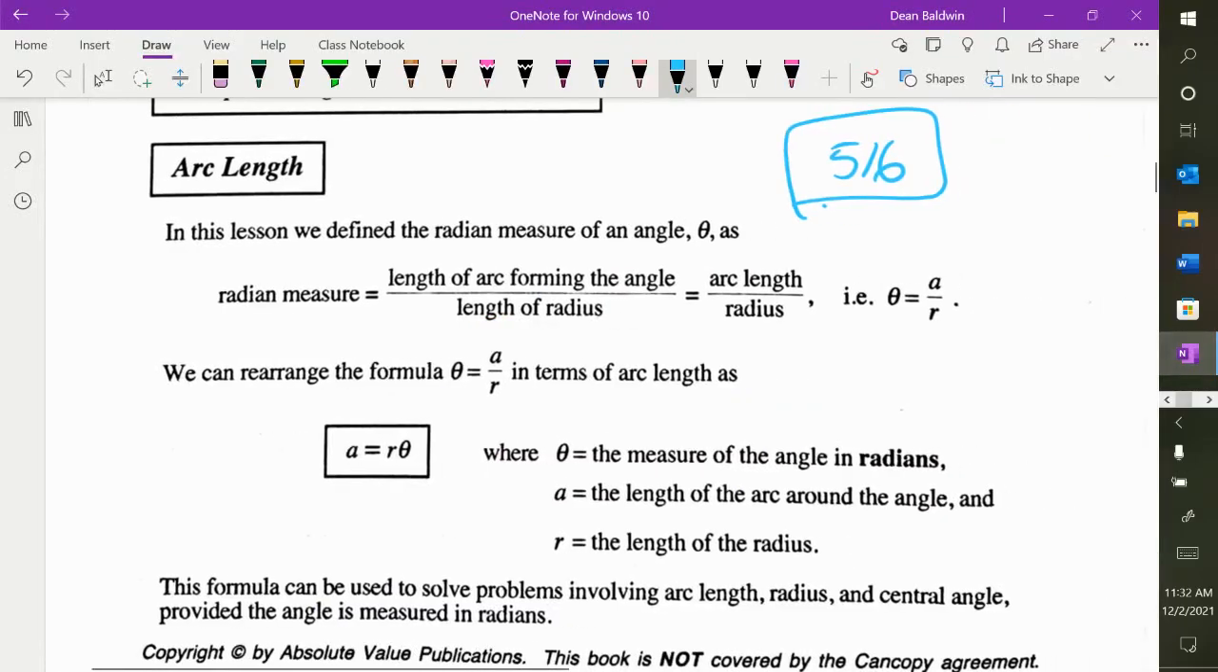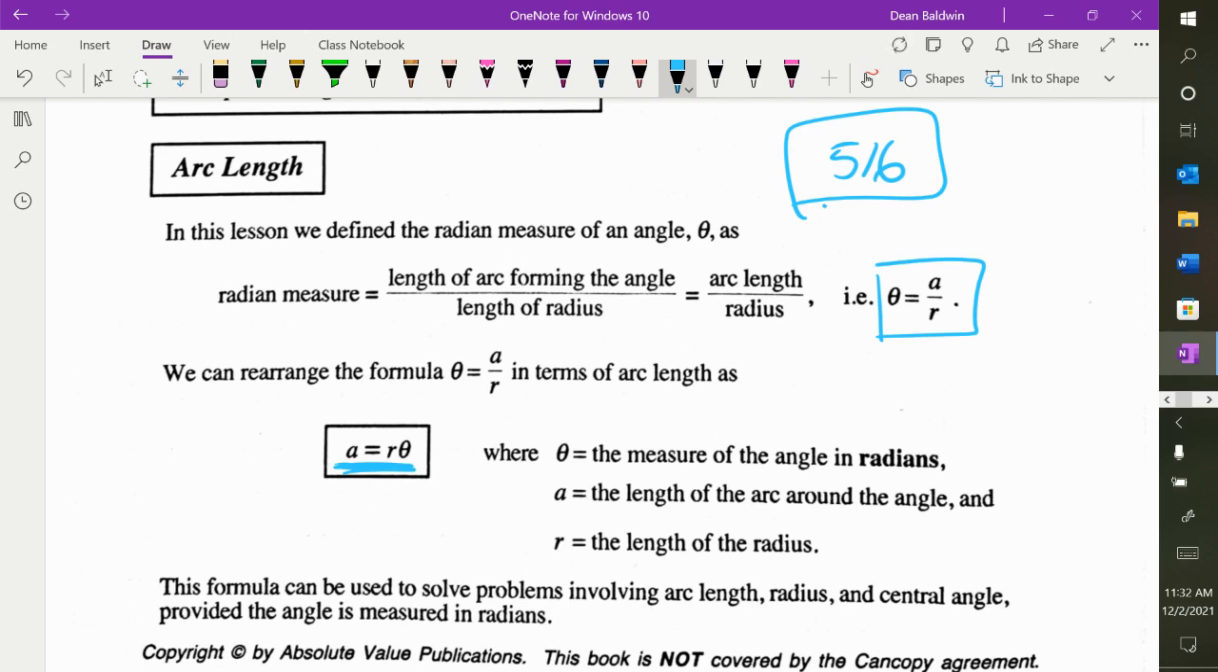Here we go. So this is the radian formula, the rads formula. Radians are the length of the arc over the length of the radius. You could shortcut the formula to theta is equal to A over R. Theta is your angle, A is the arc length, and R is the radius. The book rewrites it like this. I actually prefer that form: A is equal to R theta.